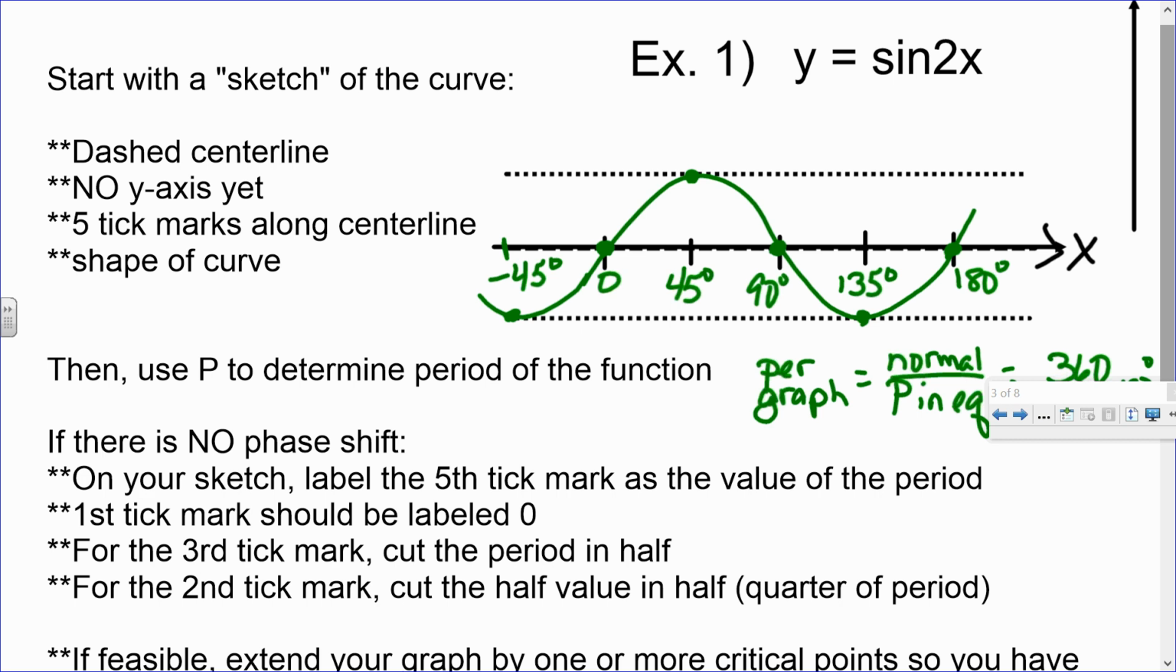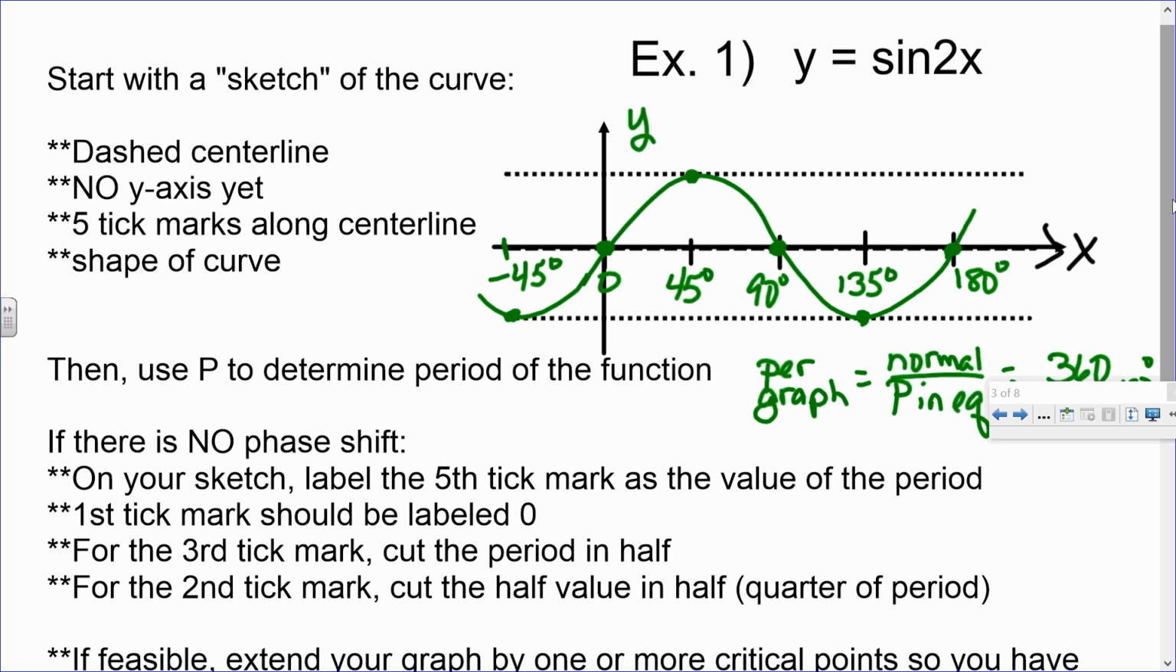The y-axis needs to go on the angle that's 0. Well, this one's nice. We actually have 0 labeled on here. We did not have a horizontal shift. So now we go in and we label that with y. What is my amplitude for this?